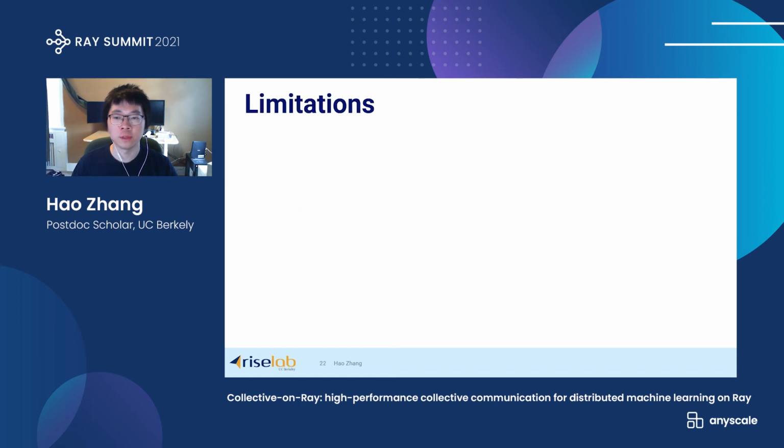Despite the advantages of these APIs, it's also important to point out a few limitations. First, since the collective APIs are essentially performing out-of-band communication between actors or task processes, they do not go through Ray's object store. While we can bypass certain overheads, it also means we might not be able to enjoy certain benefits brought by the object store, such as fault tolerance.